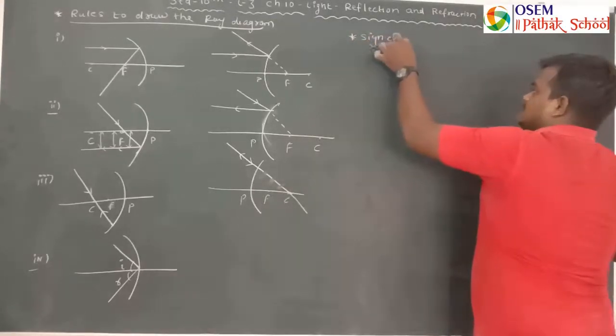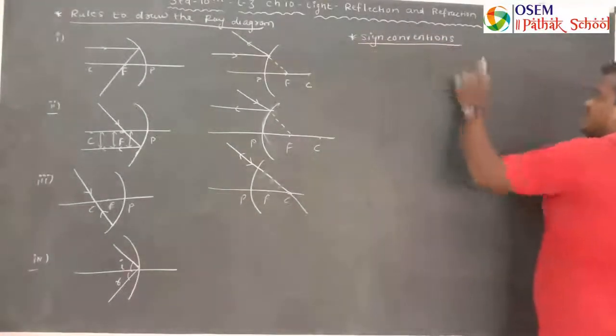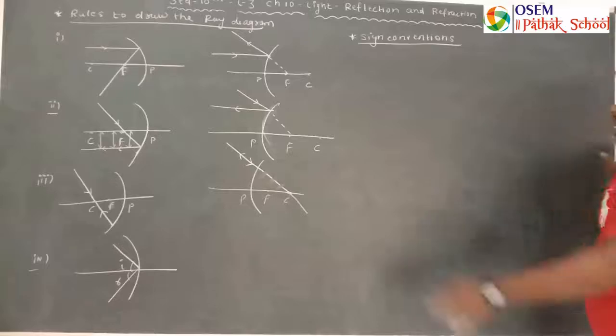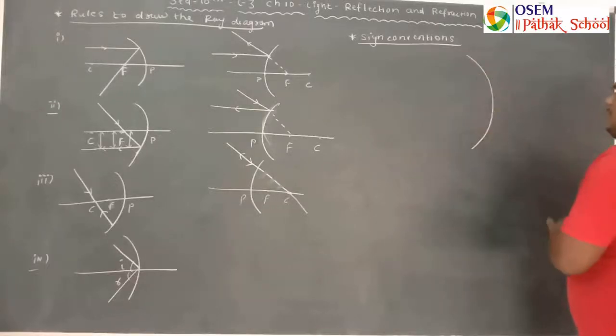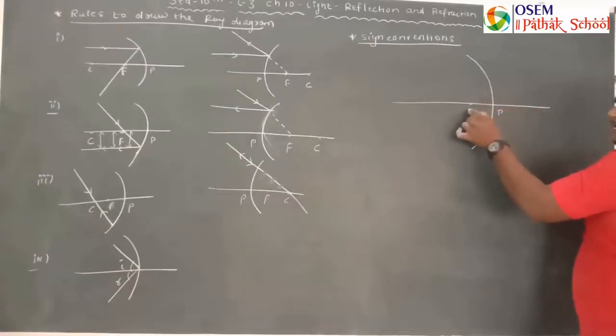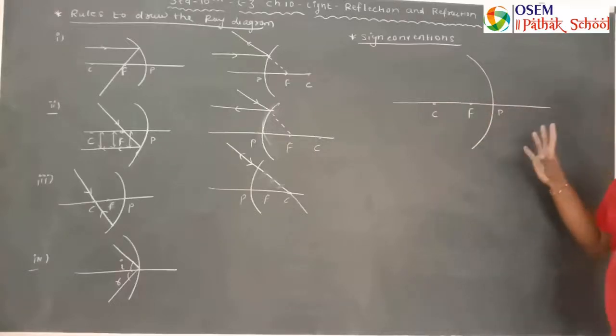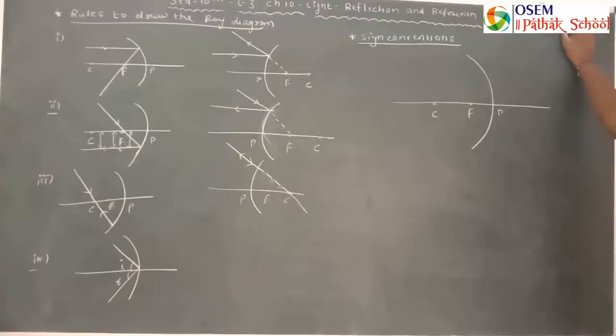Sign conventions for the spherical mirrors. So suppose this is our concave mirror, this is the principal axis, P, F, C. Just look here. What types of signs are used? Positive, negative: image distance is positive, object distance is negative, focal length is negative, radius of curvature is negative. How can it be defined? How can it be found?